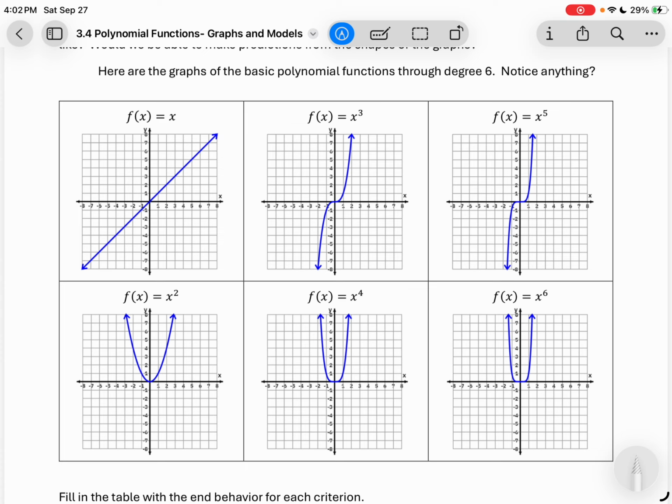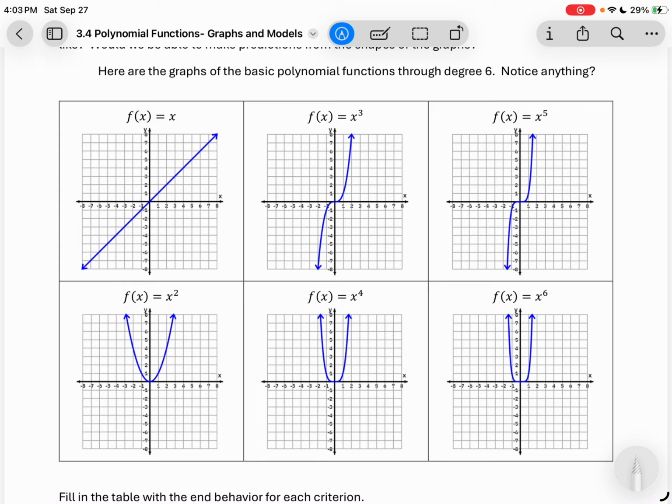And now maybe you see why I have them in rows this way, where I've got the odd powers on the first row and the even powers on the second row, because those are the ones that are similar to each other. And if we look at these, what would the end behavior be? For example, if you look at the odd powers, when the x values go to the right, what are the y values doing? And you may notice that the y values are heading straight up on all of those ones on the first row, all of the ones with an odd power.